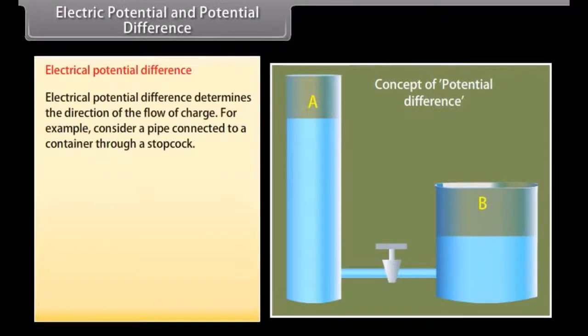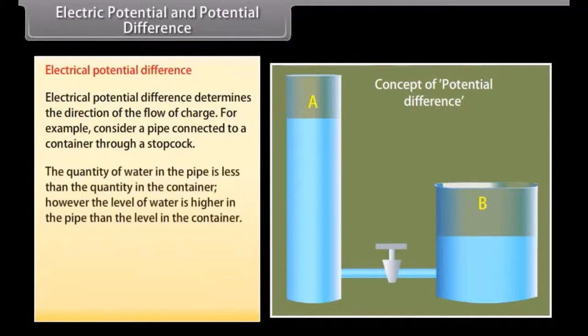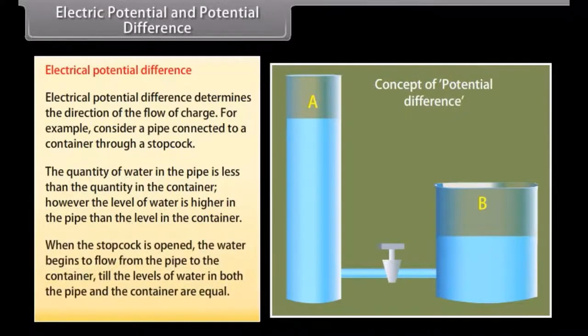Electrical potential difference. Electrical potential difference determines the direction of the flow of charge. For example, consider a pipe connected to a container through a stop cork. The quantity of water in the pipe is less than the quantity in the container. However, the level of water is higher in the pipe than the level in the container. When the stop cork is opened, the water begins to flow from the pipe to the container till the levels of water in both the pipe and the container are equal. This determines that it is not the quantity of water but the level of water which decides the direction of flow of water. It is the potential difference that is responsible for the flow of water.